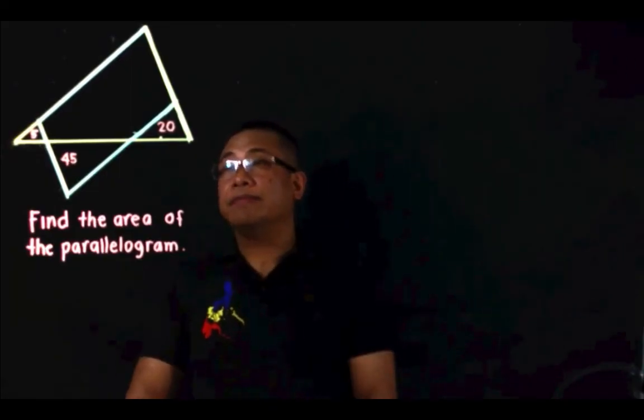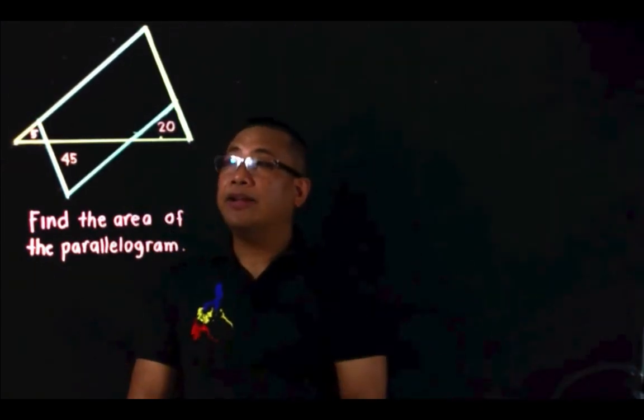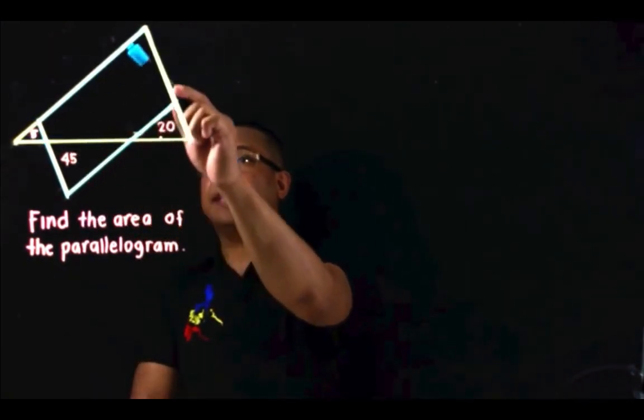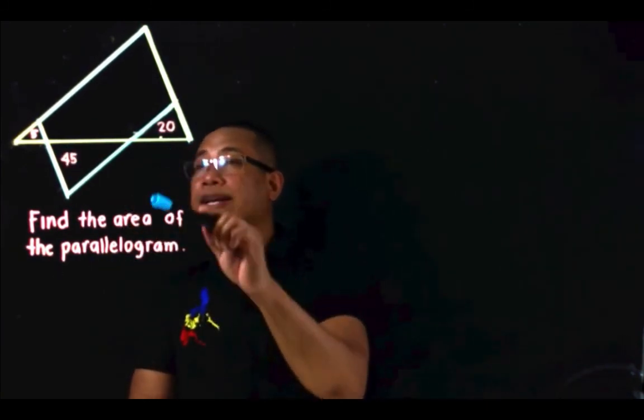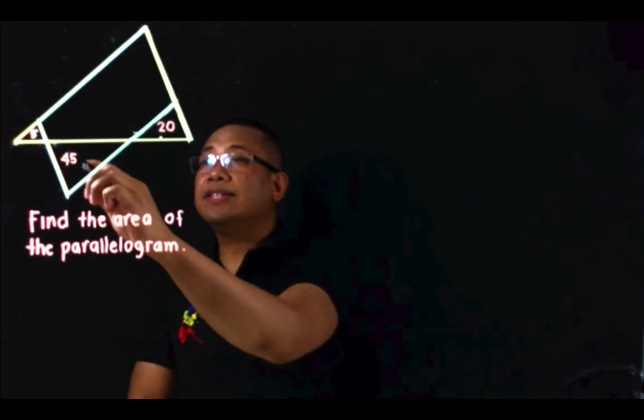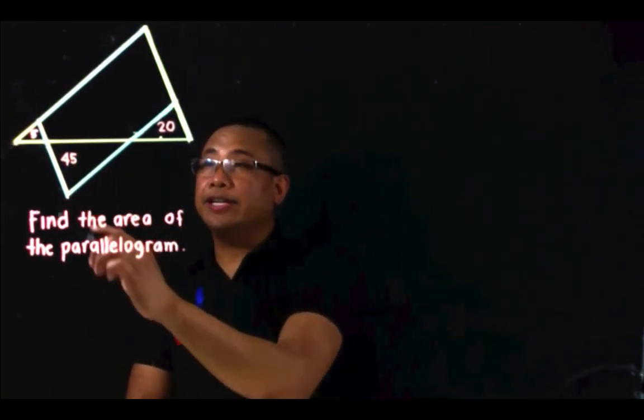So here's the problem. We are given this parallelogram, and overlapping this parallelogram is a triangle. And when this parallelogram and triangle overlapped, three triangles are formed.